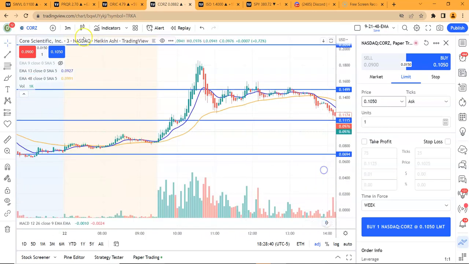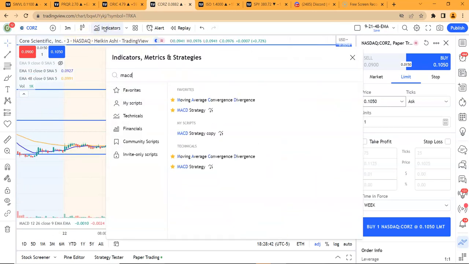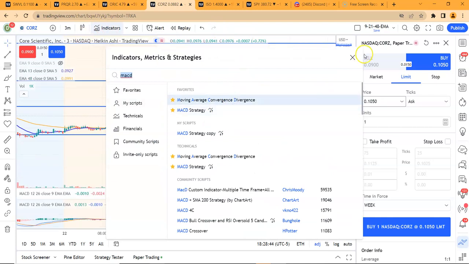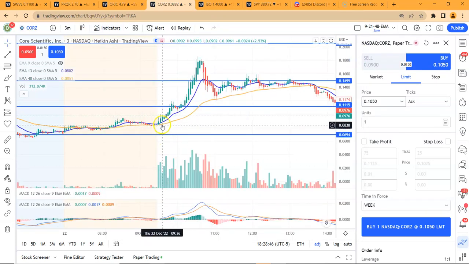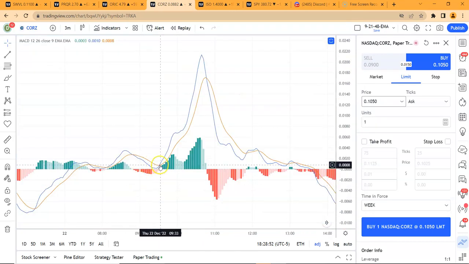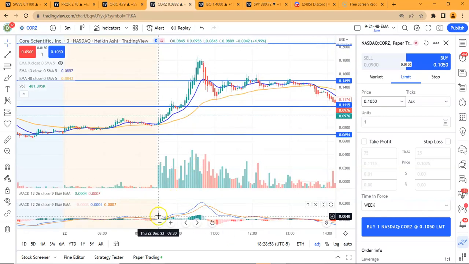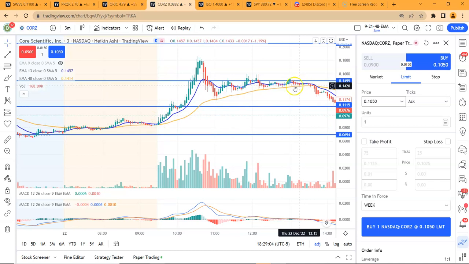Sorry, I'm going to add MACD here. Let's see MACD. You can also see after the market open, things are going higher. In MACD, there is a crossover. Let me zoom out. You see the crossover here, right at 9:33. The blue is going over the orange, meaning that more buyers are coming. So your MACD is giving confirmation. Your EMA crossover is giving confirmation. You can play this all the way towards 14-15 cents.